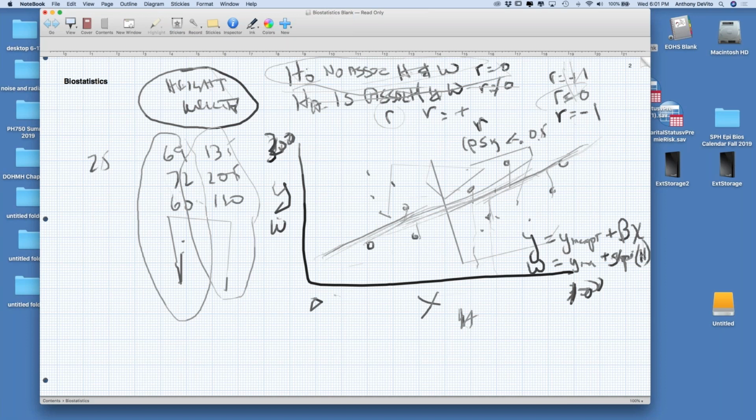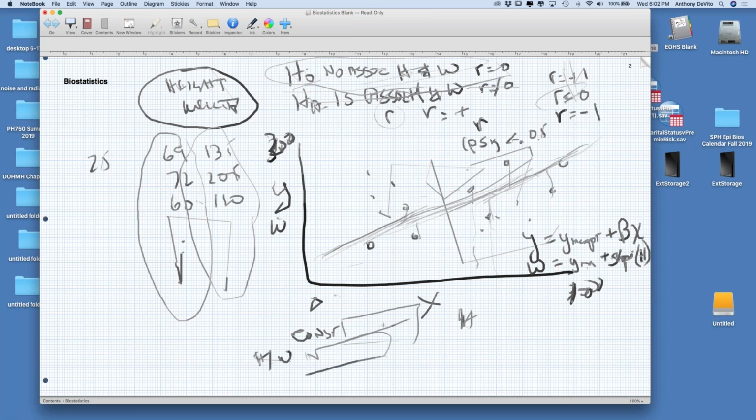Well, how do we calculate all that? SPSS or other software will calculate that line for us, and will give us a value for the y-intercept, which we'll call constant, and it will give us a value for the slope, which it will describe as the value for the relationship between the height and the weight.